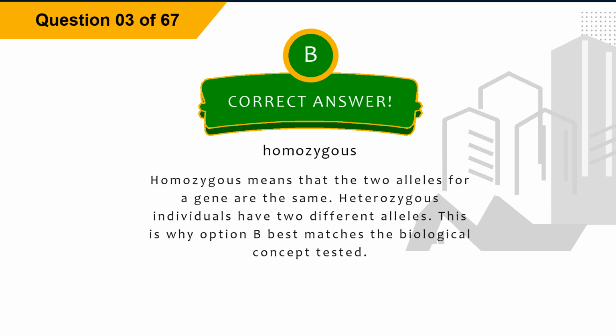Explanation. Homozygous means that the two alleles for a gene are the same. Heterozygous individuals have 2 different alleles. This is why option B best matches the biological concept tested.